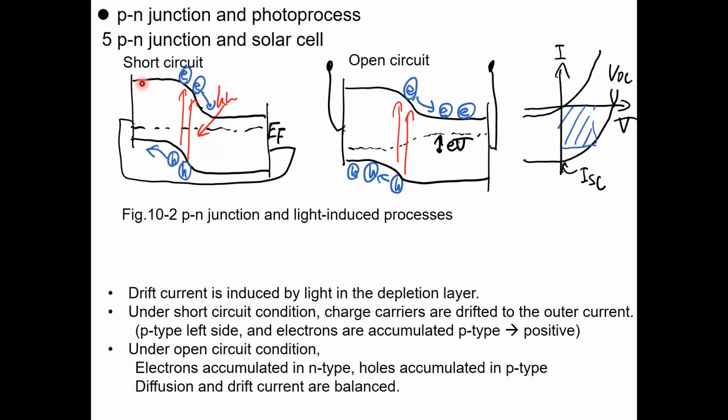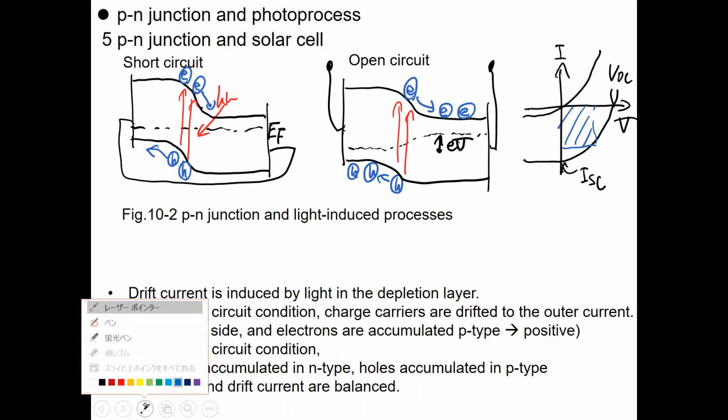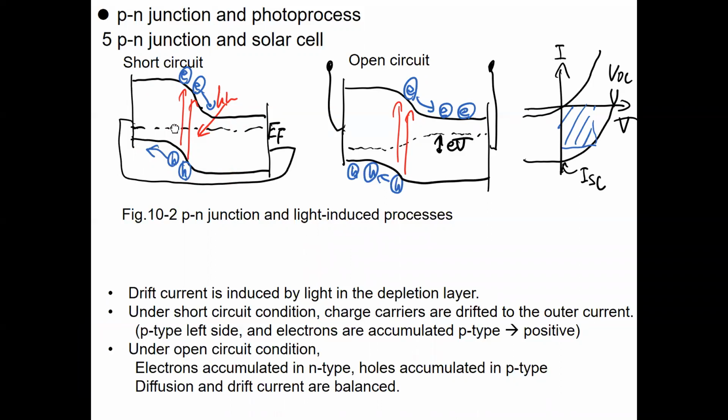And as I mentioned, there are two types of charge transfer. One is diffusion. In the case of electrons, from N type to P type, and holes from P type to N type. And the other one is due to thermal excitation.